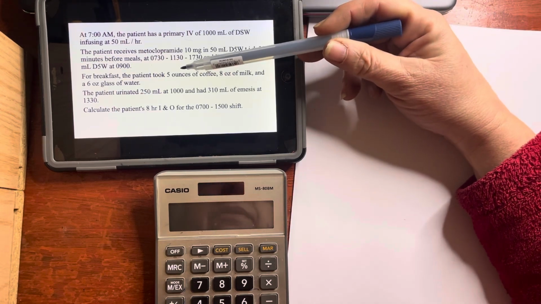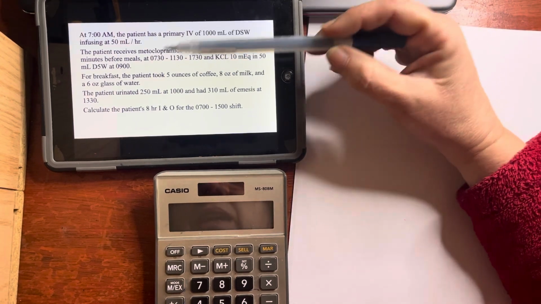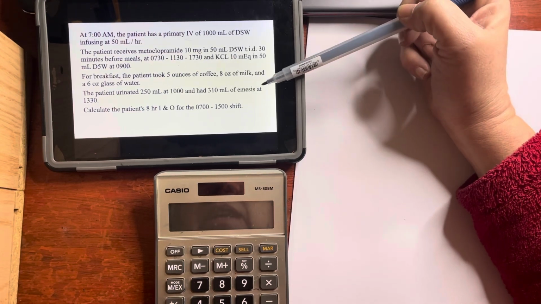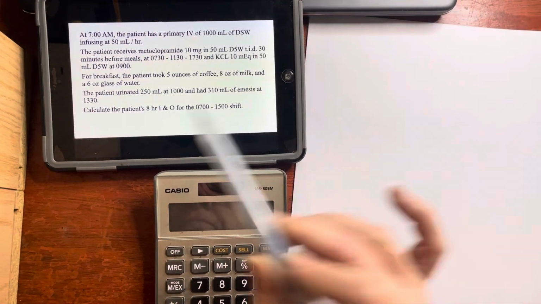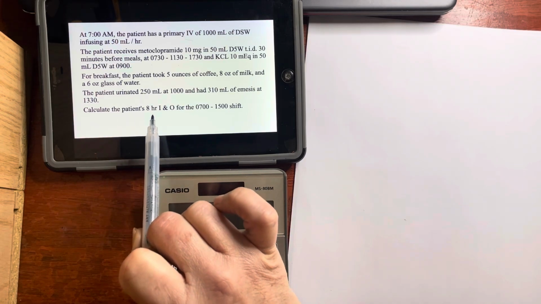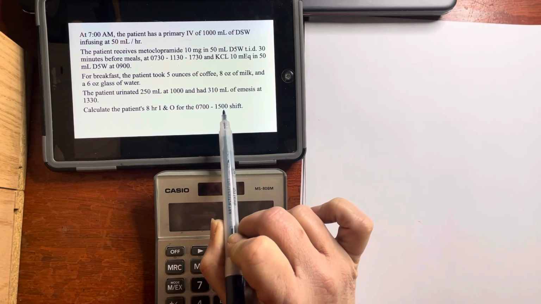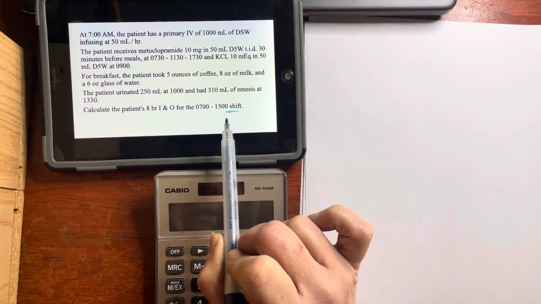And then it gives what he had for breakfast. And then he urinated 250 and he had 310 milliliters of emesis. It says calculate the patient's 8-hour I&O for the 7 to 3 shift.